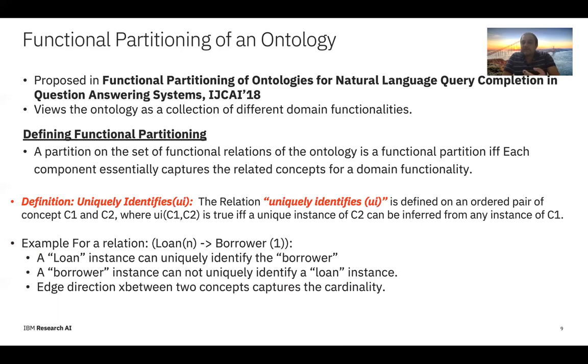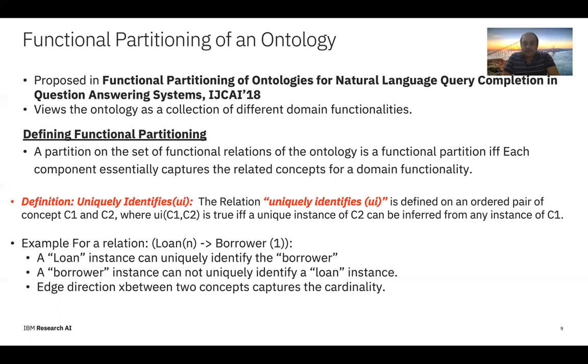The idea of the uniquely identifies relationship is that if an instance of C2 can be uniquely identified by an instance of C1, then C1 and C2 are in a uniquely identifies relation. Taking an example, consider this functional relation from loan to borrower. There can be n number of loans for a borrower. In this case, a loan instance can uniquely identify the borrower who really took that loan. But a borrower cannot uniquely identify a loan because the same borrower might be involved in different loans. So the uniquely identifies relation is between loan and borrower, not vice versa. And that's where arity becomes important.